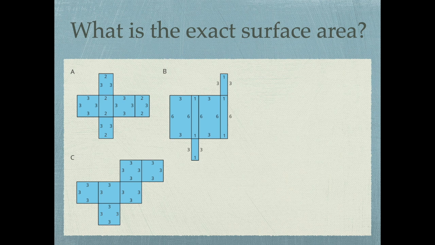C is going to be a whole lot easier. On C, all of the faces are the same, aren't they? Look closely at C. The base and the height is 3. So 3 times 3, this one's 9, this one's 9, this one's 9, this one's 9, this one right here is 9, and that one's 9. So 9 plus 9 plus 9 plus 9 plus 9 plus 9, well, that's 54 also.